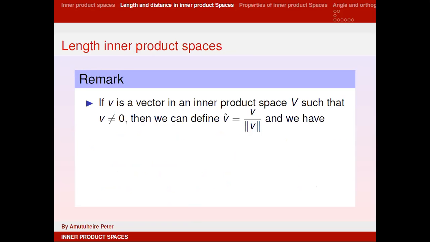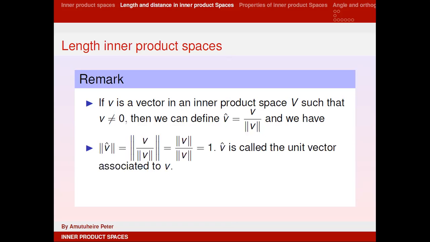Okay, next is a remark. This remark says that actually we can change any vector v into a unit vector. If we find that it is not a unit vector, then we can change it into a unit vector. And how do we do it? To get a unit vector, we take the vector and divide it by its norm.